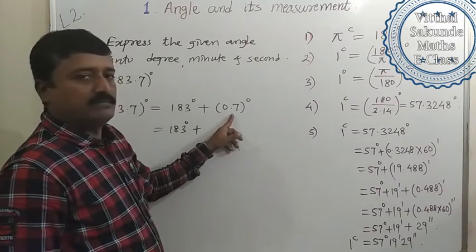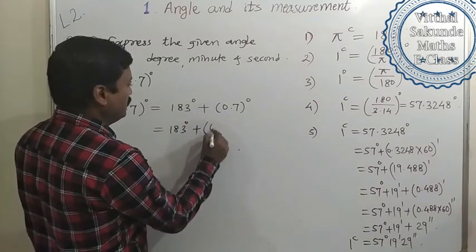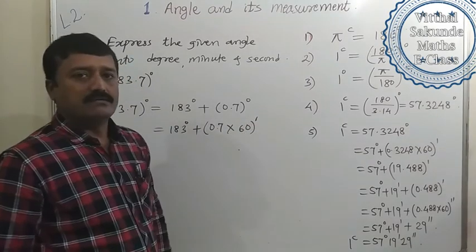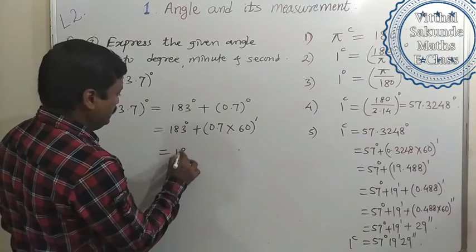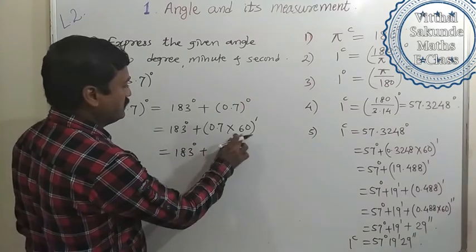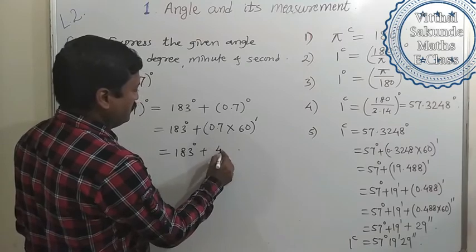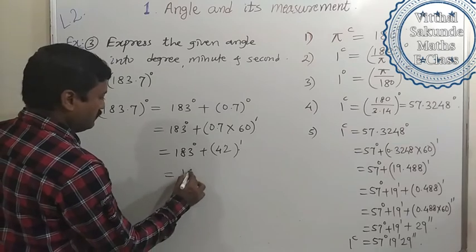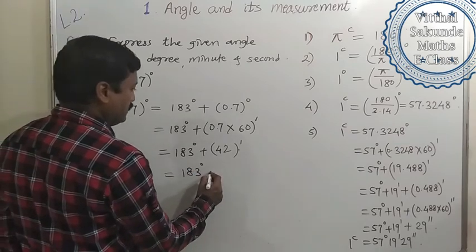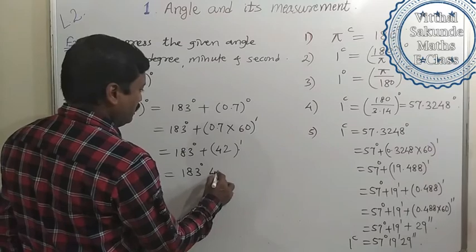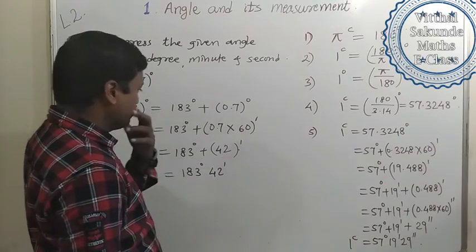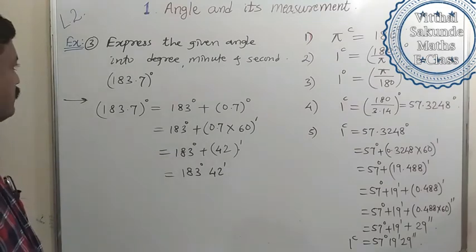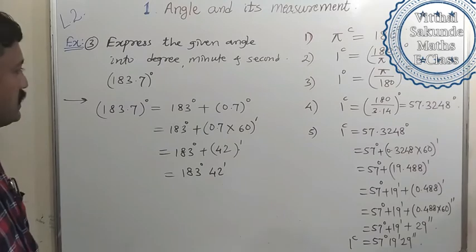Now convert this 0.7 degree into minute. For that, what to do? We have to multiply this by 60. So this degree gets converted into minute. So it is equal to 183 degree plus 42 minutes. There is no decimal here, so directly we can write this as 183 degree 42 minutes. Okay, let us see one more.